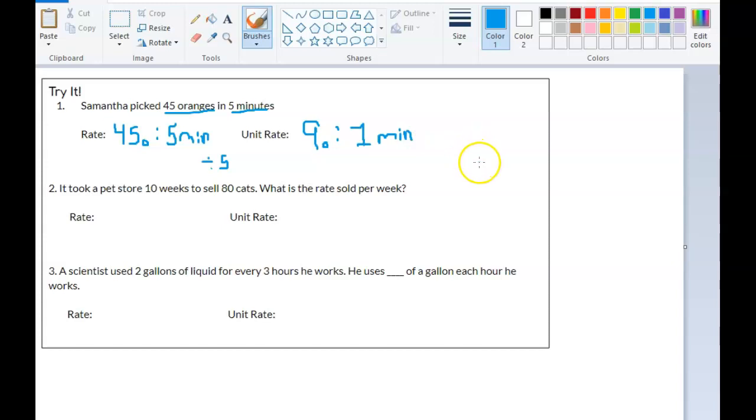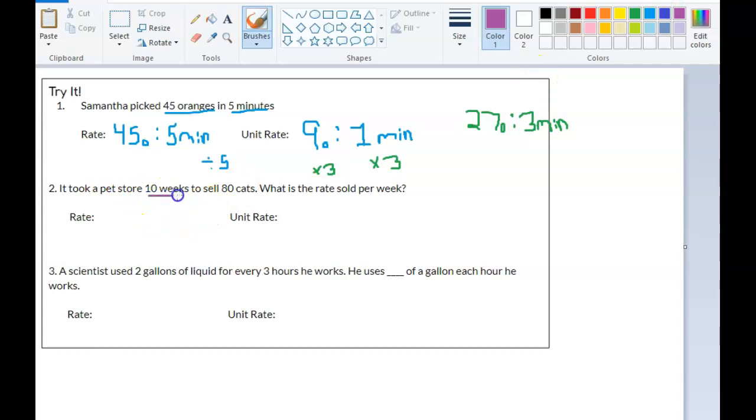Okay? What if I asked how much she picked in 2 minutes or in 3 minutes? What could you do? Let's do 3 minutes. Times 3 times 3, just like before. It's just really nice this time because it's always a 1 right there. Okay? So she will pick 27 oranges in her 3 minutes. Okay? Let's take a look down here.